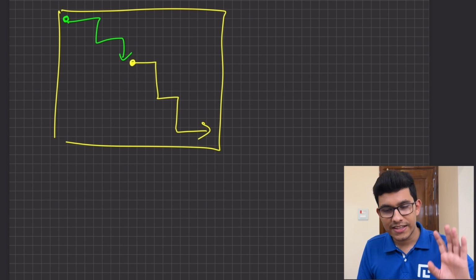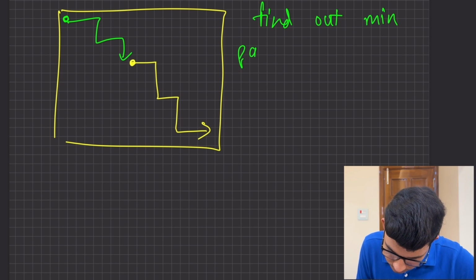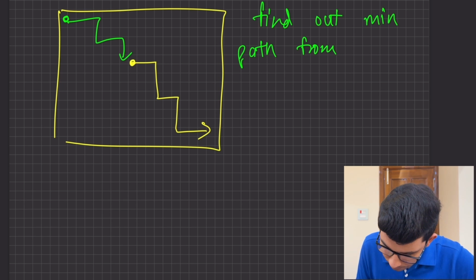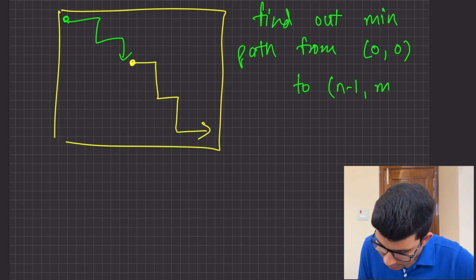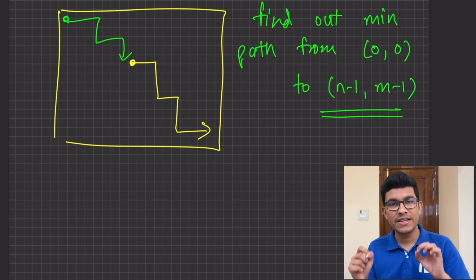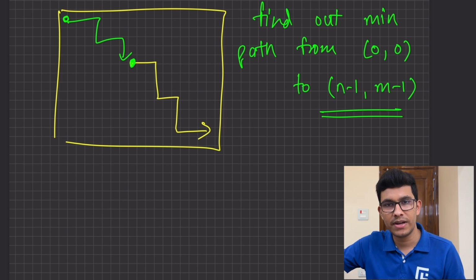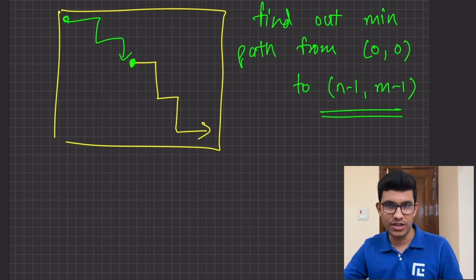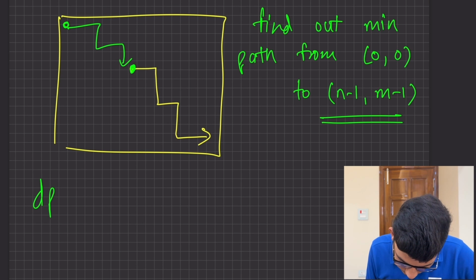So let's try to solve that same problem: finding out the minimum path from 0 comma 0 to n minus 1 comma m minus 1. And now let's define a DP state like this: instead of going from i comma j to n minus 1 comma m minus 1, I will try to come to i comma j from 0 comma 0. Yes, so let's define a DP state like this.